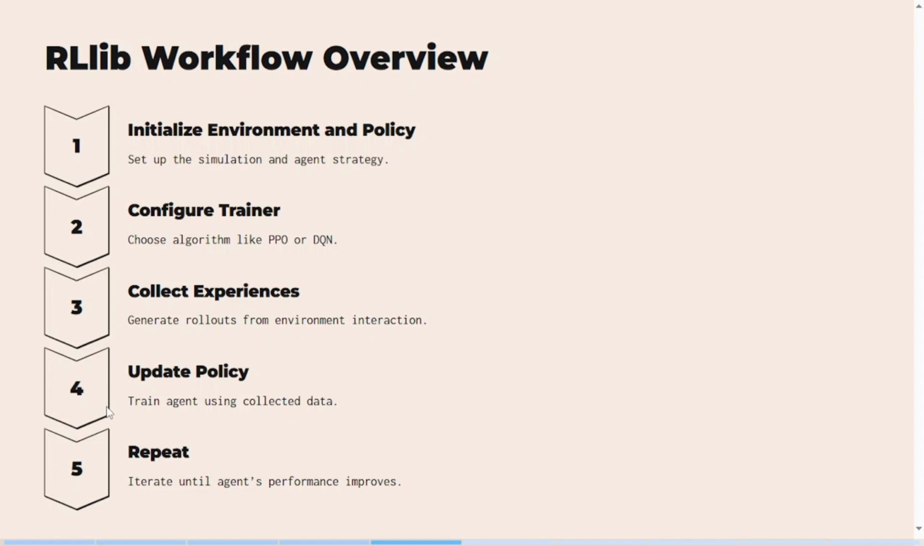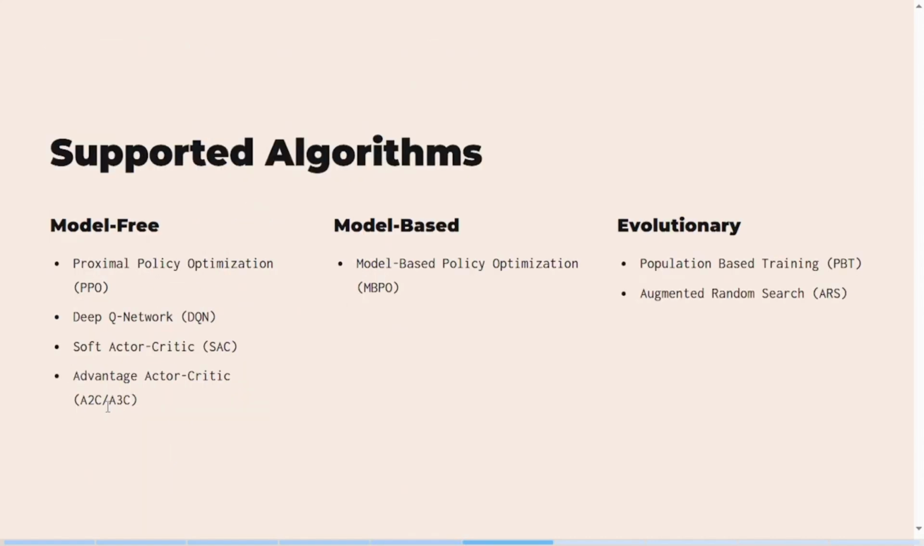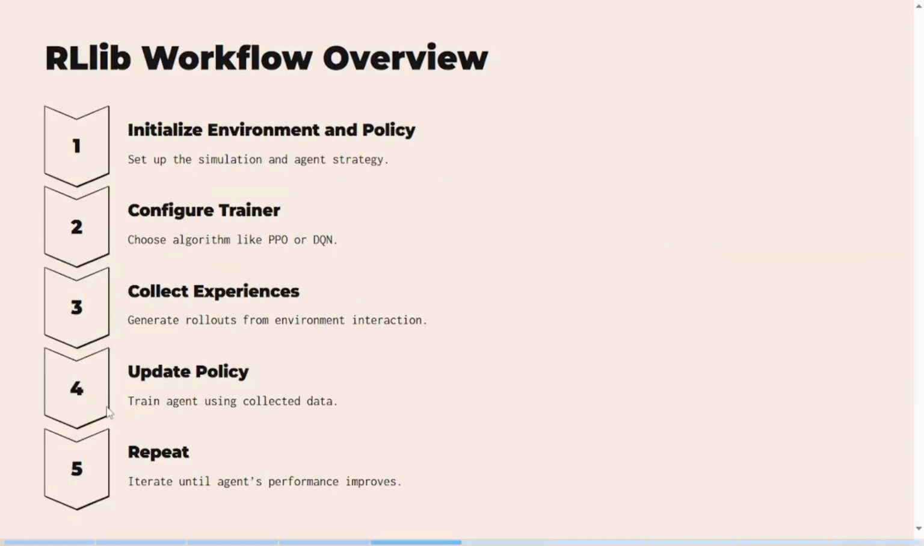When you collect the rollouts and update your policy, this is where the learning of the agent happens. Throughout the process, RLlib evaluates the agent's performance and saves checkpoints for later. The loop repeats and continues until your agent performs well or meets your training criteria. It is powerful, and this basically is what makes RLlib scalable and efficient.